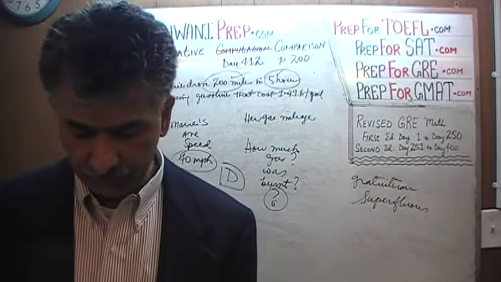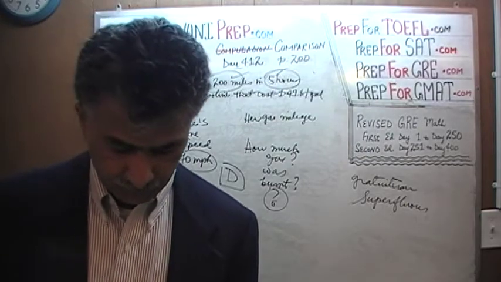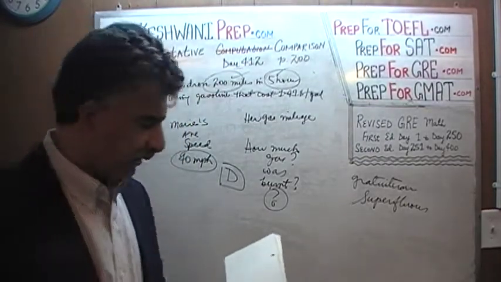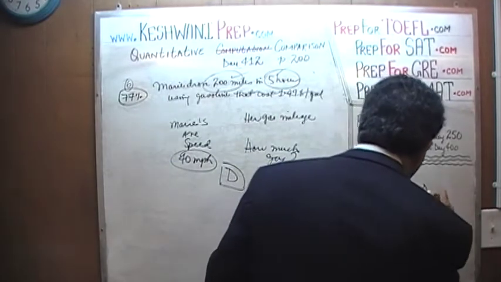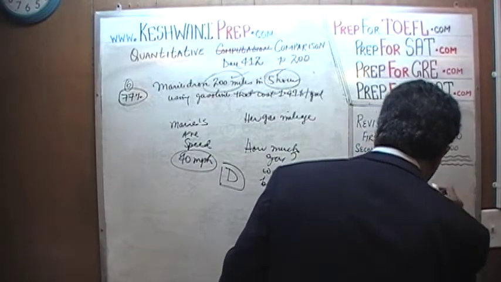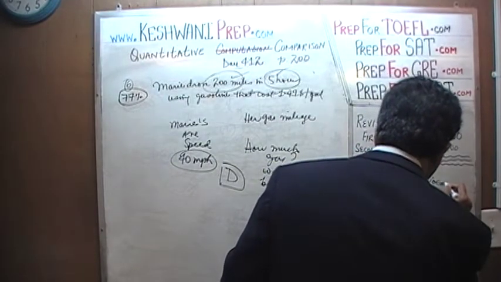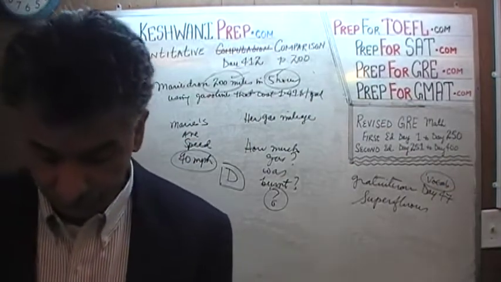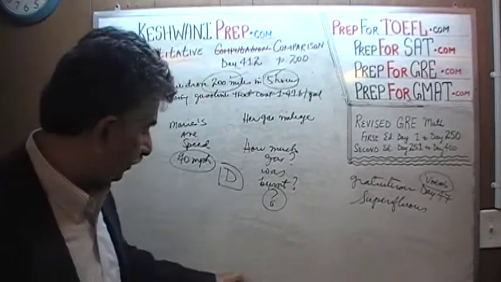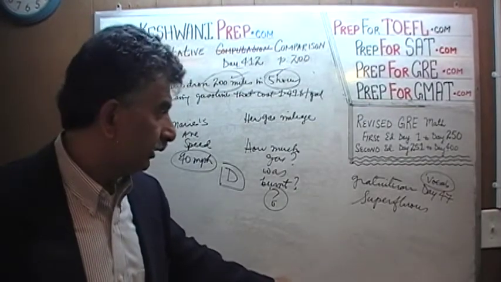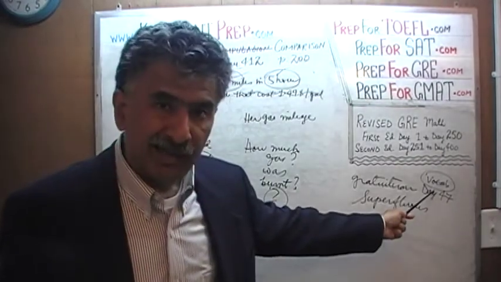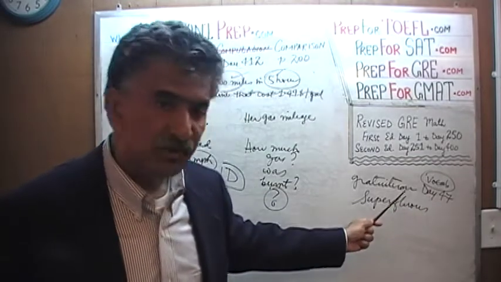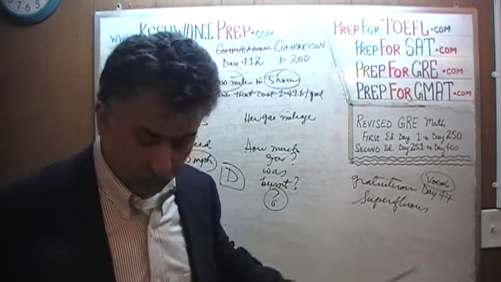It is unwarranted. When did we learn about gratuitous? And I hope I spell it correctly. Day number 47. If you're interested in improving your vocabulary, and I see no reason why you wouldn't be interested, just type in GRE vocabulary words, day number 47, and watch the video, and you will learn the word gratuitous along with the word superfluous.